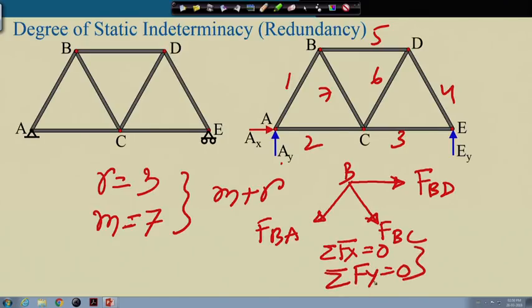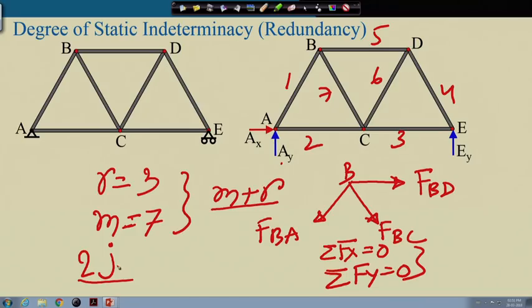So, these are the only two equations we have available at every joint. If the total number of joints is j, then the total number of equations available at each joint is 2, so the total number of equations available is 2j. This is the number of unknowns, and this is the number of equations available.